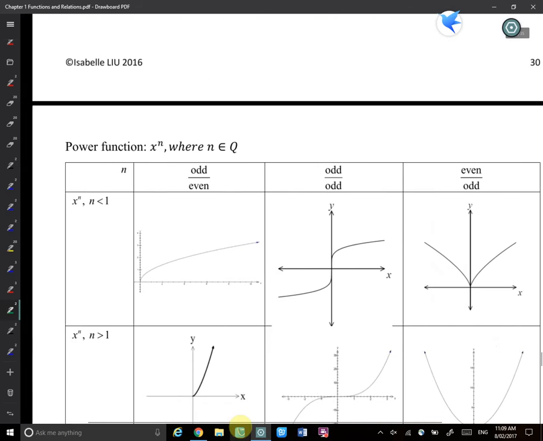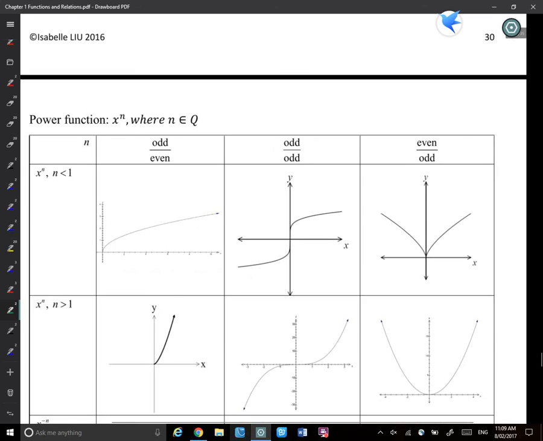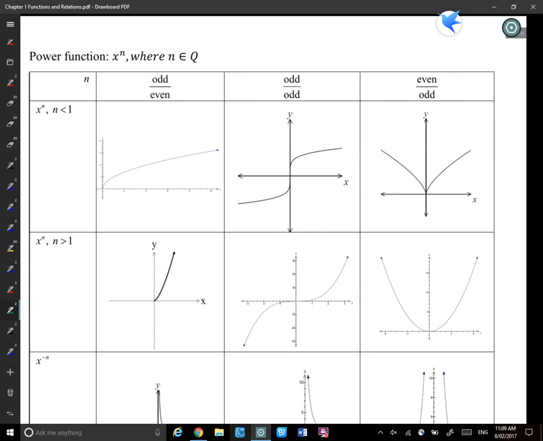Okay, so let's say we have x to the power of n. I give you a chart to think about. Let's think about x to the power of n, where n belongs to the rational numbers. Anything can be written in fraction form. Now my power can be classified as 3 types: odd on odd, odd on even, and even on odd.